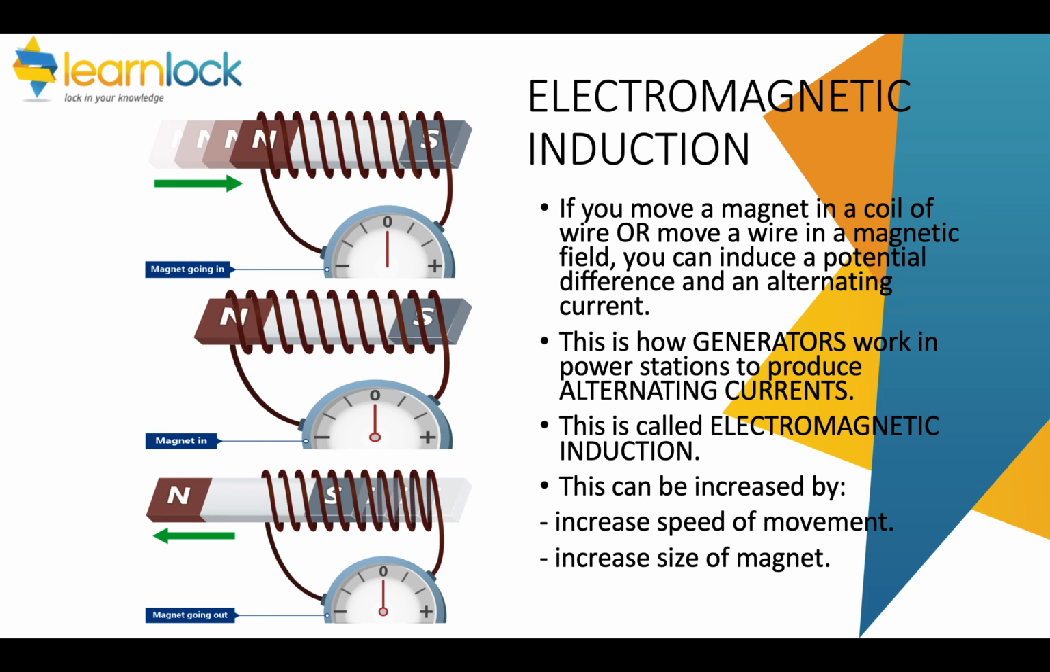What is electromagnetic induction? Well, if you move a magnet in a coil of wire as shown, or a wire in a magnetic field, you can induce a potential difference and create an alternating current. This is how generators work in power stations to produce electricity. If you move the magnet quicker, or you increase the size of the magnet, then you'll make more current.